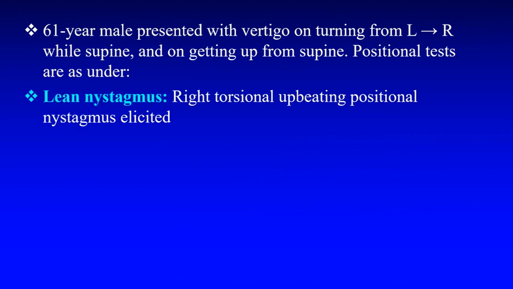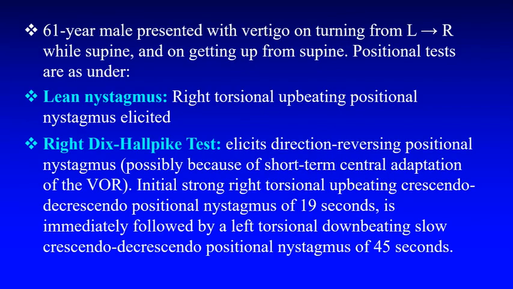As usual, we do a bow and lean test first. The lean nystagmus showed a vertical right torsional upbeating positional nystagmus is elicited. So we followed this by the right Dix-Hallpike test that elicited a direction reversing positional nystagmus, possibly because of short term central adaptation of the vestibulo-ocular reflex.